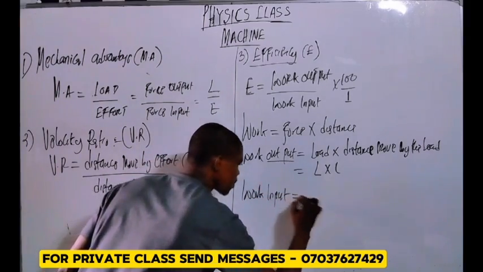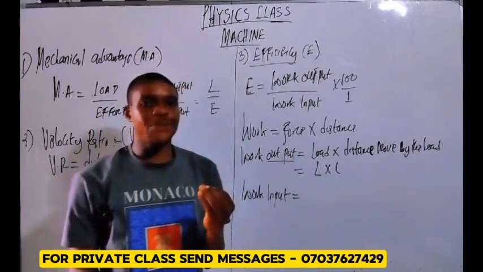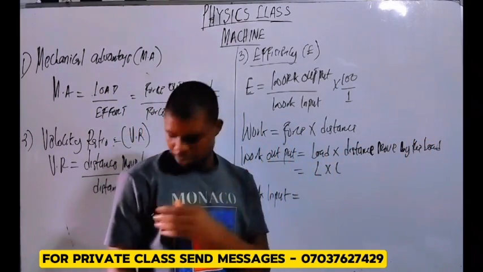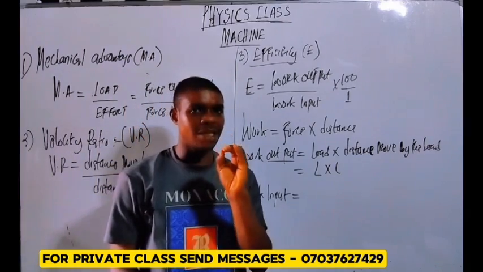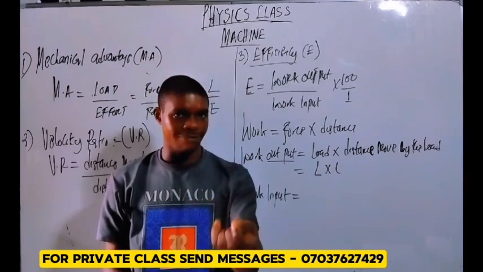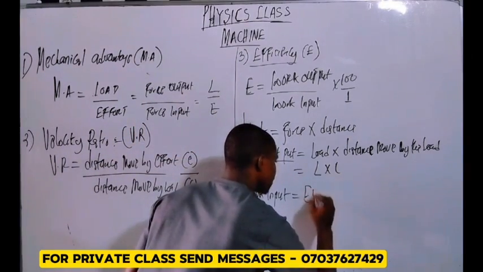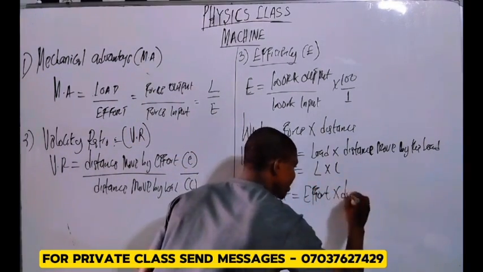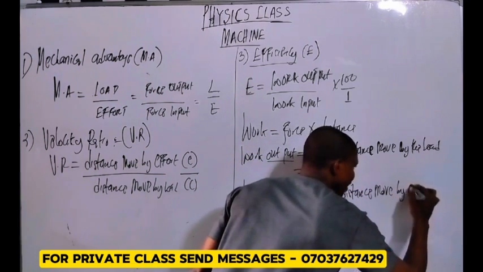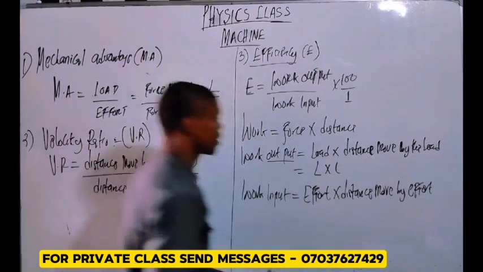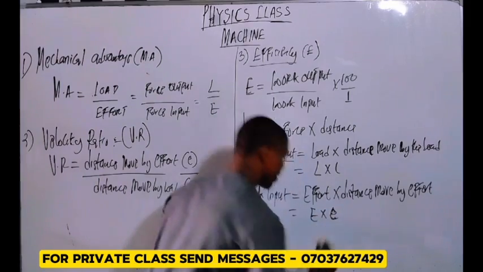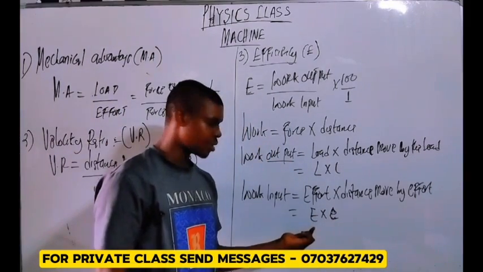Now, what about work input? The input is the effort you are actually putting in, right? So it's going to be effort times distance moved by effort. Do you understand? So here you can say effort times distance moved by effort, which is also E times S_E. So this one means the effort times the distance moved by the effort.